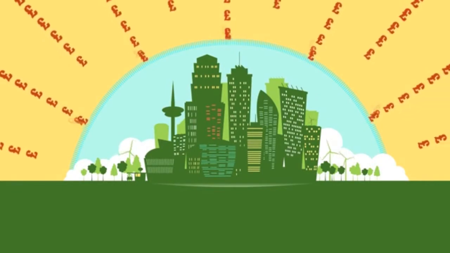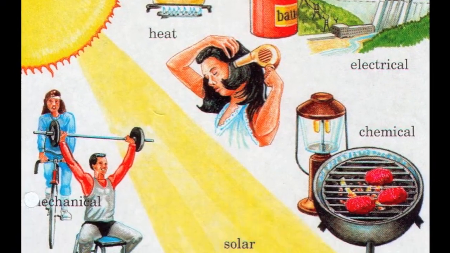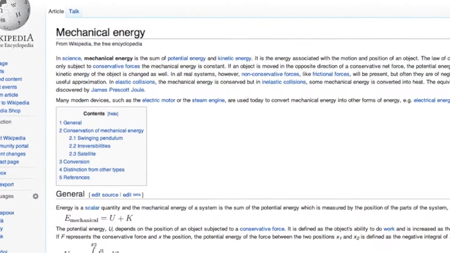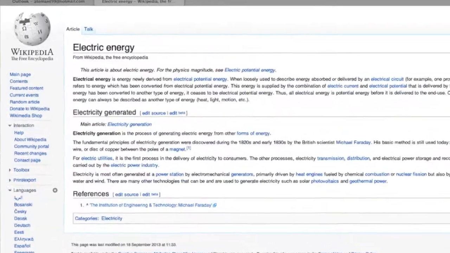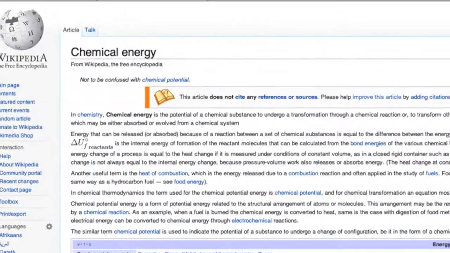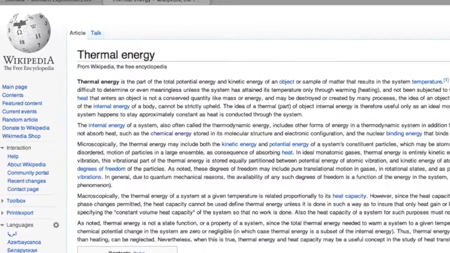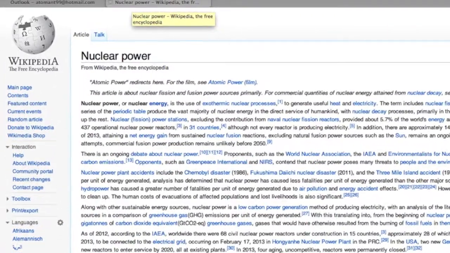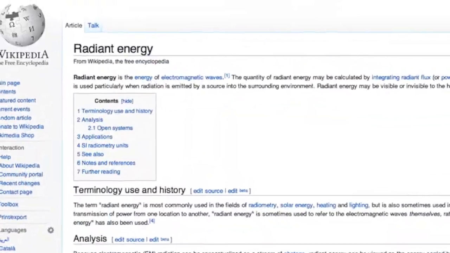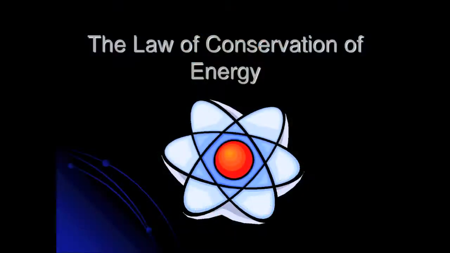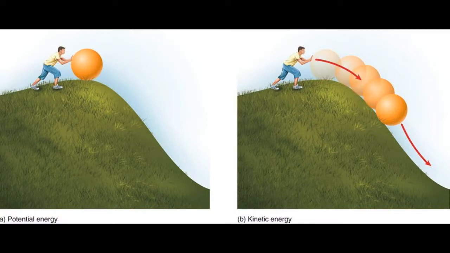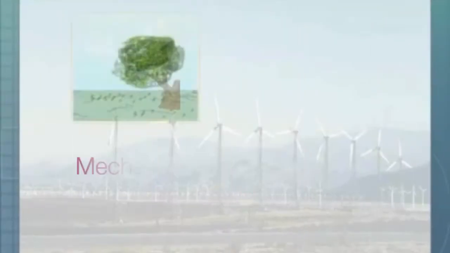Today we are going to look at the different forms of energy: mechanical, electrical, chemical, thermal, nuclear, radiant, and sound. We will also learn about the law of conservation of energy, potential energy, and kinetic energy.